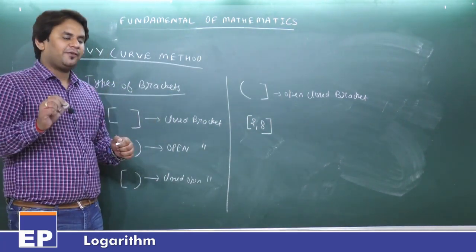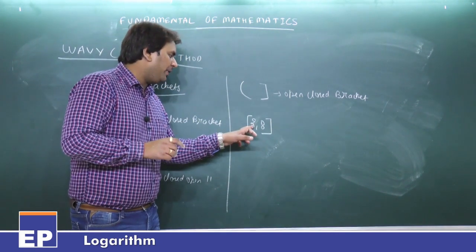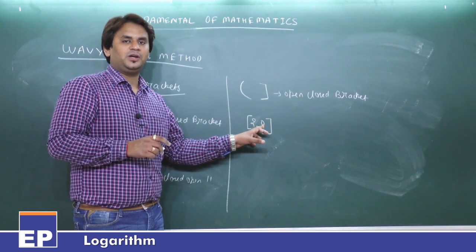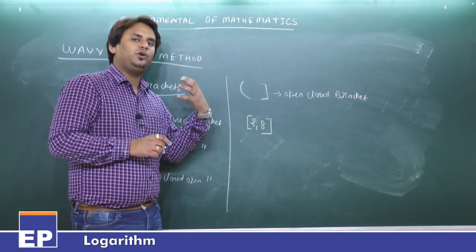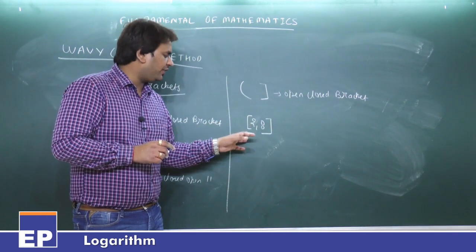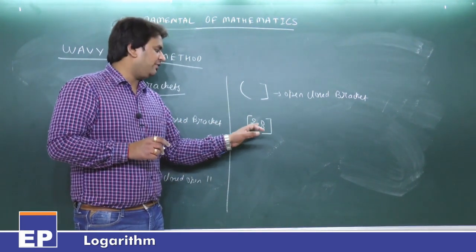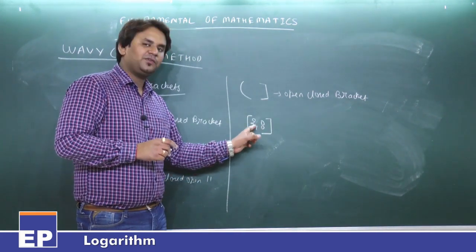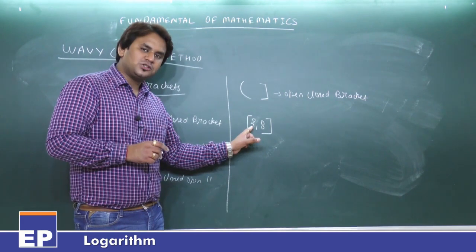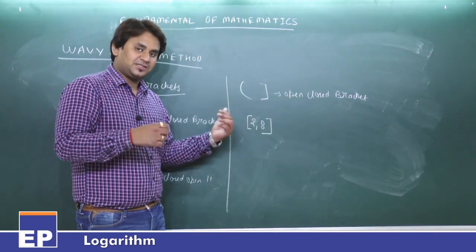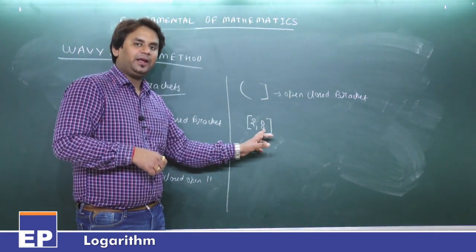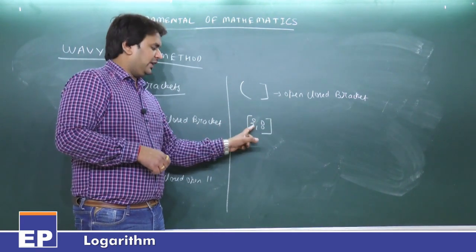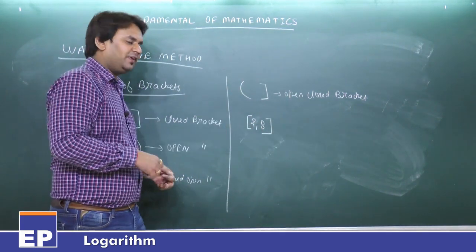First, how many values are coming between 2 and 8? There are infinite values, such as 2.1, 2.2, 2.21, 2.7, 2.8. If there are infinite numbers between 2 and 8, what is the significance of the closed bracket? The significance is that you can take 2 in your answer, you can take 8 also, and you can take all the values lying between 2 and 8.